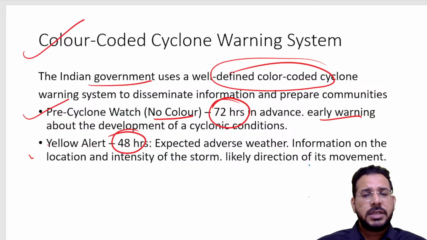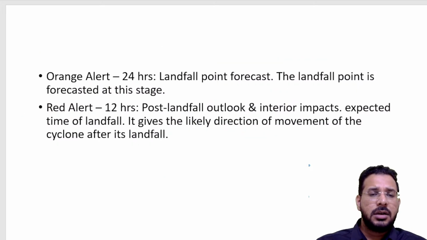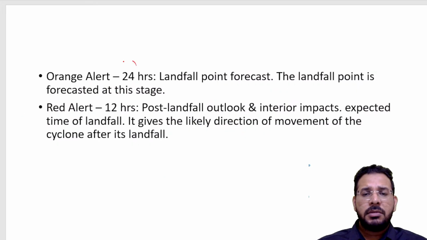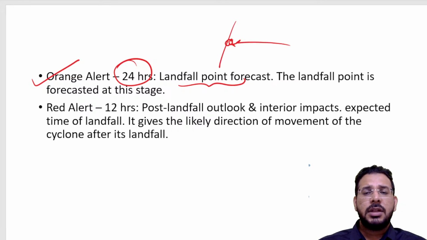Before 48 hours, a yellow alert is given, expecting a cyclone, and information on where the cyclone is generated and what the intensity of that cyclone can be will be given 48 hours earlier, along with the likely, approximate direction of that cyclone's journey. And before 24 hours, there is an orange alert where the landfall point, where the cyclone will come and fall on the land, will be forecasted.